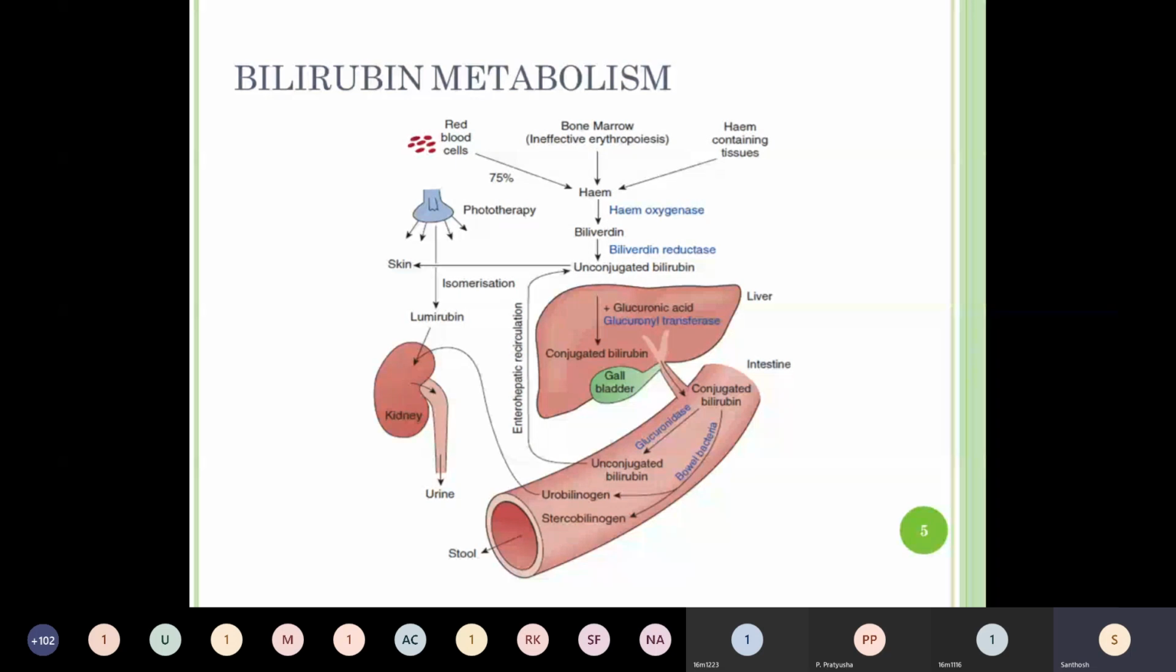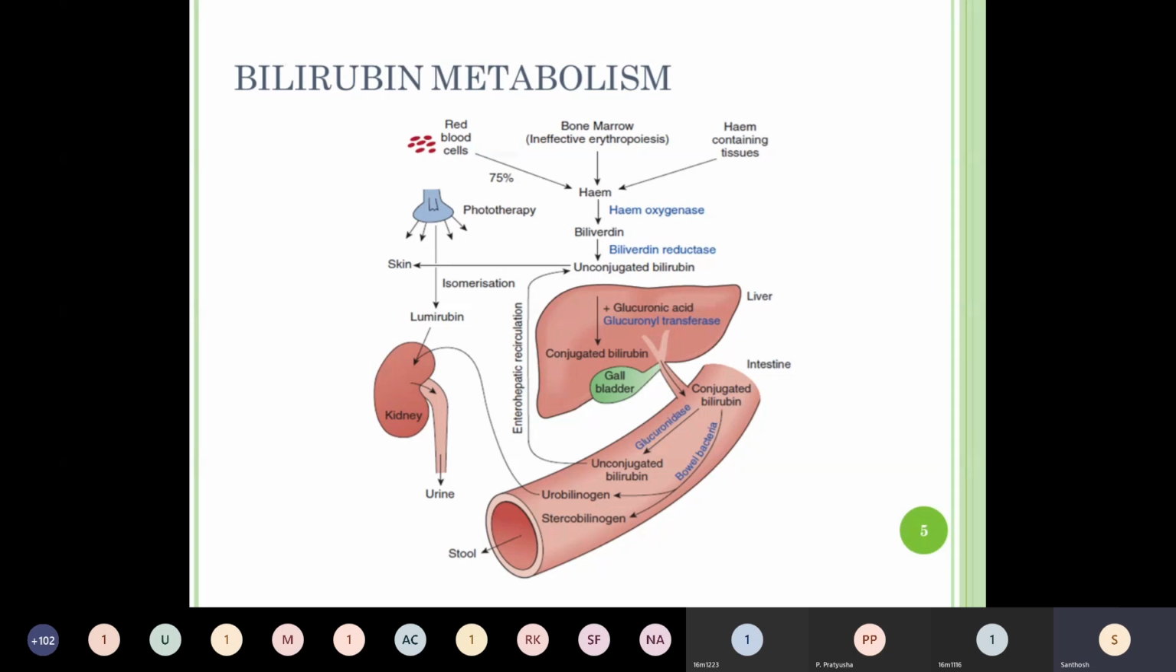The majority of the bilirubin is produced from the destruction of the RBC. That is, 75% of the bilirubin comes from the destruction of RBCs, and also from ineffective erythropoiesis in the bone marrow and other heme-containing tissues. When the RBCs are lysed, the globin part is utilized, and the heme is converted into biliverdin by the enzyme heme oxygenase. It is a rate-limiting enzyme. This biliverdin is converted into bilirubin with the help of the enzyme biliverdin reductase.